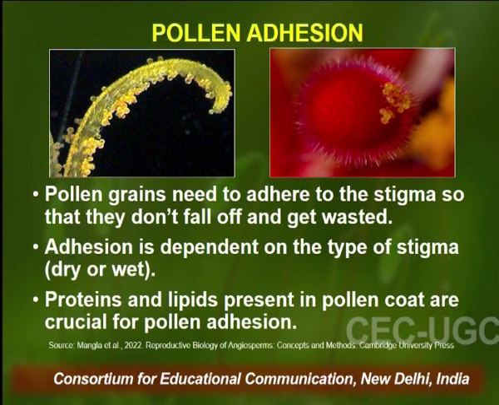Now, adhesion is dependent on the type of stigma. I will be talking to you about the two different types of stigmas. One is the dry stigma, the other is the wet stigma, right. Proteins and lipids which are present in the coat of the pollen, they are the ones which are very crucial for pollen adhesion. So, pollen adhesion is dependent on proteins and lipids present in the pollen coat.